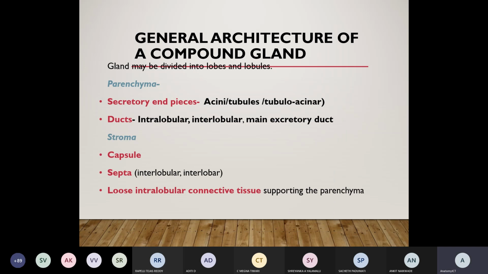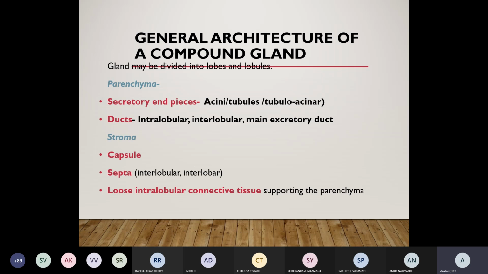When you come to the general architecture of the compound gland, as we already know, the gland may be divided into lobes and lobules. When you see the parenchyma of that particular gland, it may be the secretory end pieces, that is acini and tubular, or tubular or acini. And we have the ducts, that is the intralobular, interlobular and main secretory duct. So that is about the parenchyma.